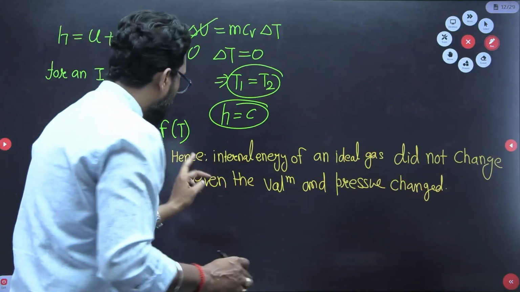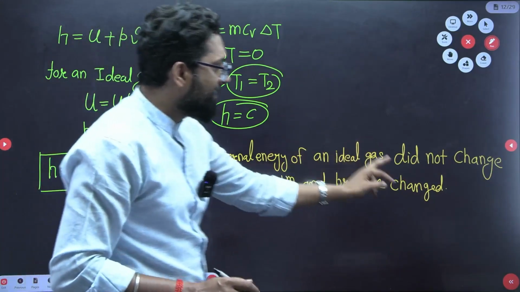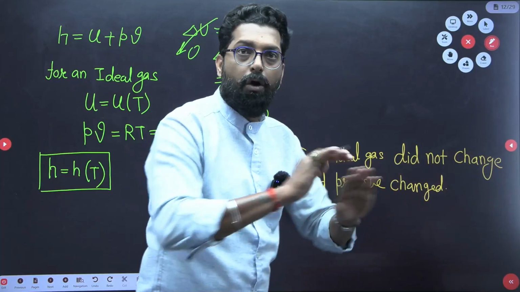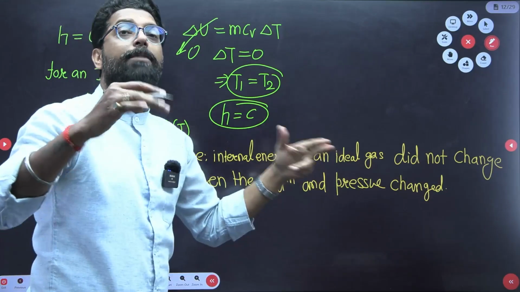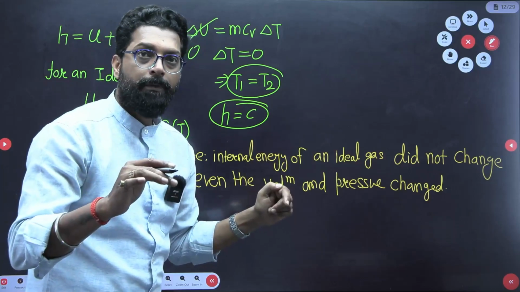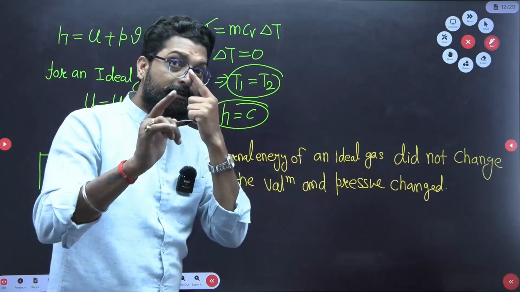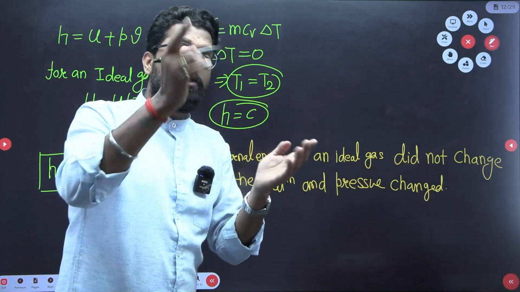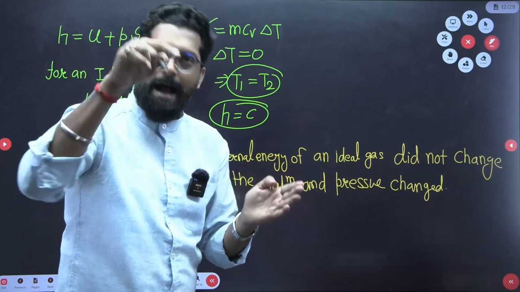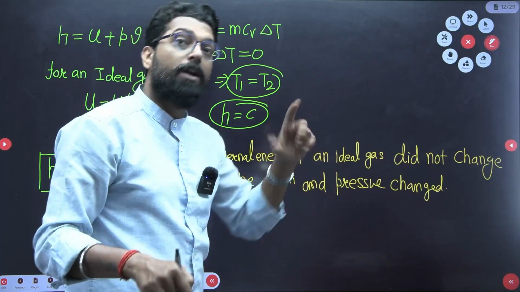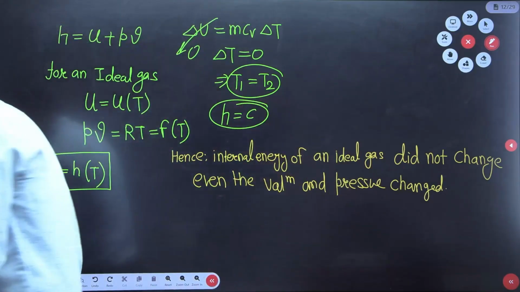So beta, hence the internal energy of an ideal gas didn't change, even though the volume and pressure changed. That means, what is the conclusion? That means internal energy is not a function of pressure and volume in the case of an ideal gas. That means it is only a function of temperature. That's why it didn't change.